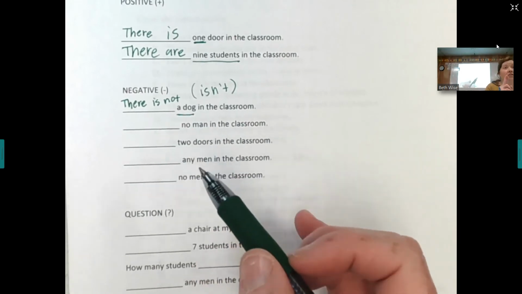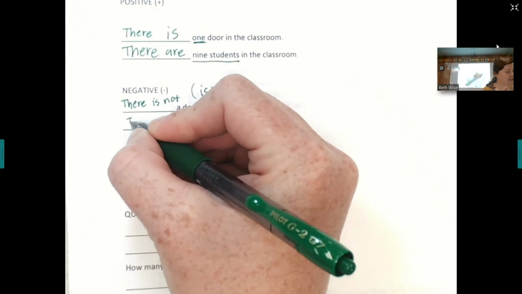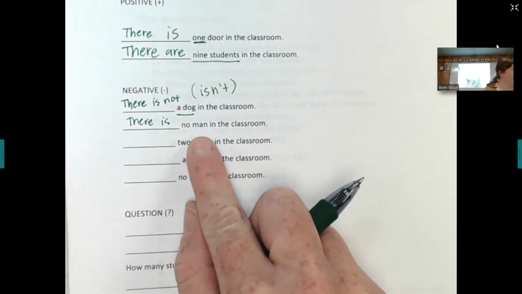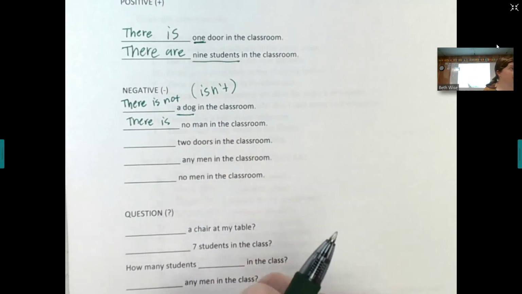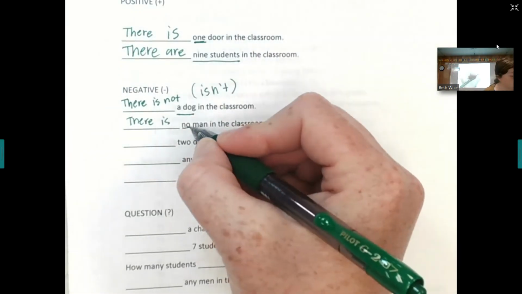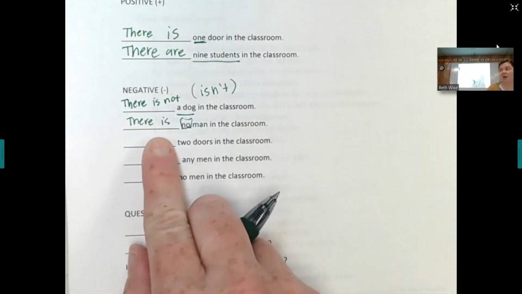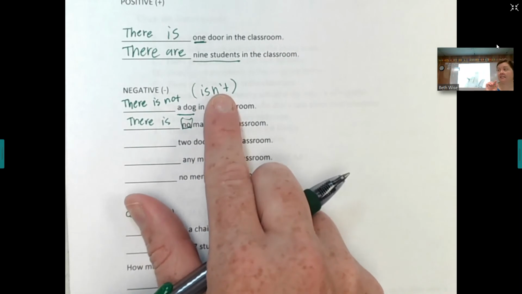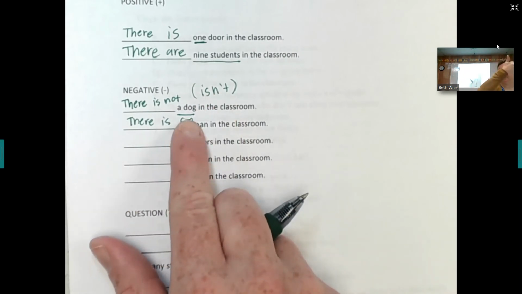All right, the other way you can do negative is we can do this. There is no man in the classroom. There is no man in the classroom. Okay? So because we have this word no, this looks like it's positive, but you're saying there's no man. Does that make sense? Right. So, si usas not, la cosa después va a ser positiva, right?